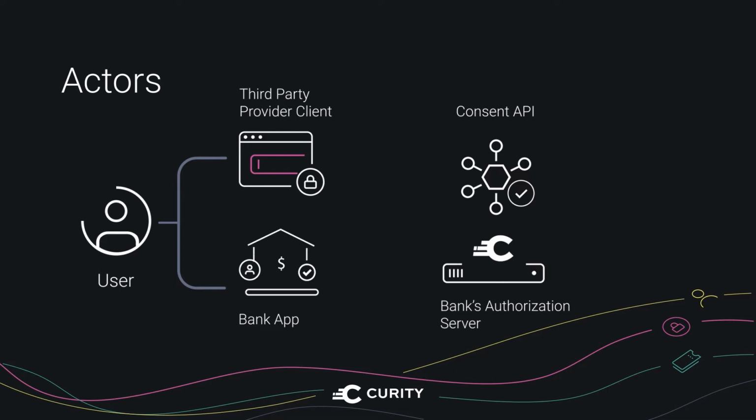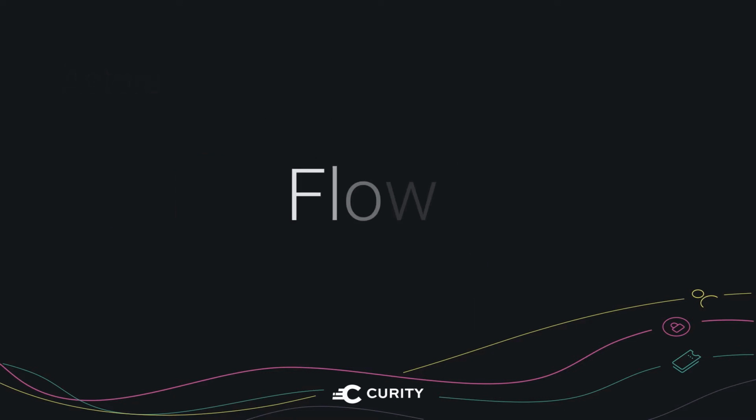Finally, there is the bank's authorization server, which is responsible for authenticating the user before they approve a consent. This server is the one which will eventually issue access token to the TPP client. It also issues access tokens which are needed by apps to access the consent API. Let's have a look at the steps of the flow.